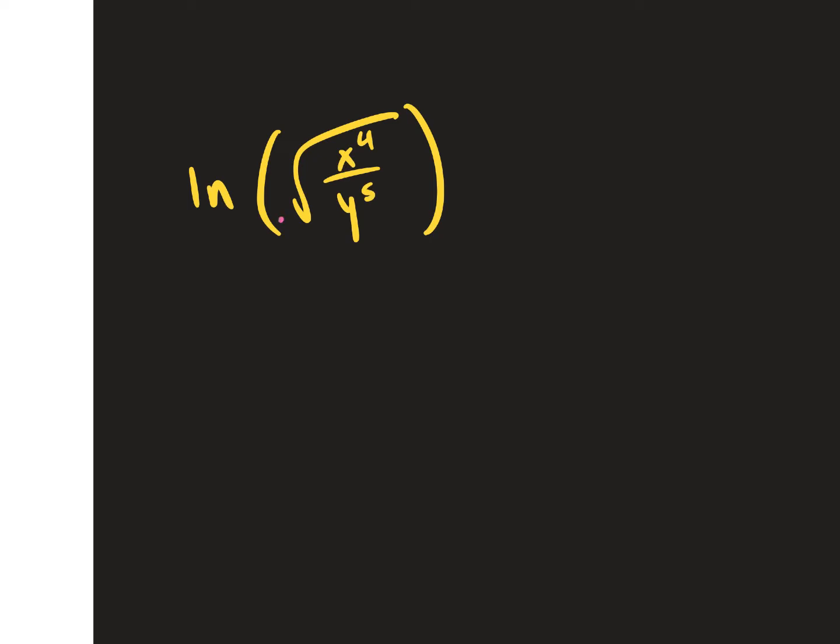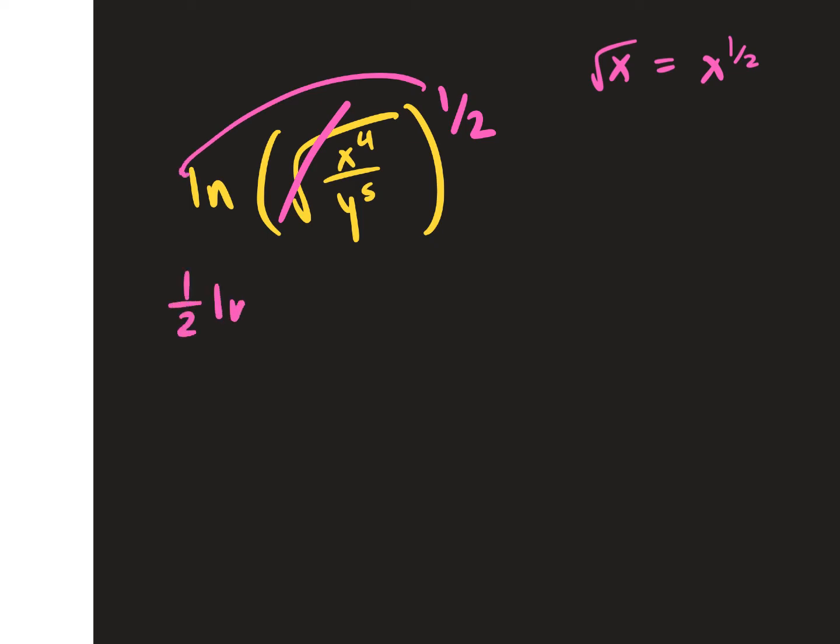Perfect. So I can get rid of that square root and put it to the power of 1/2, because that's the same thing. The square root of x is the same thing as saying x to the power of 1/2. And we have a power property. So I would like to make it an exponent. That way, what can I do with the exponent? Move it to the front. So that would be 1/2 ln of x to the 4th over y to the 5th.